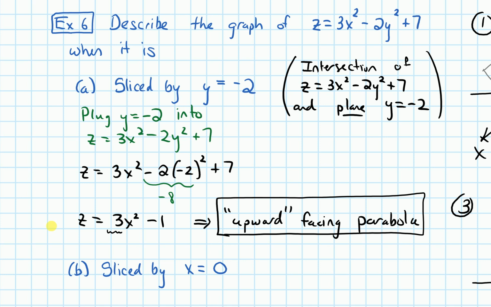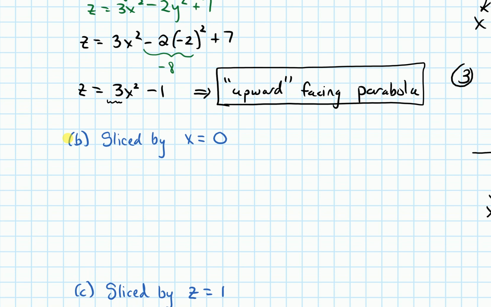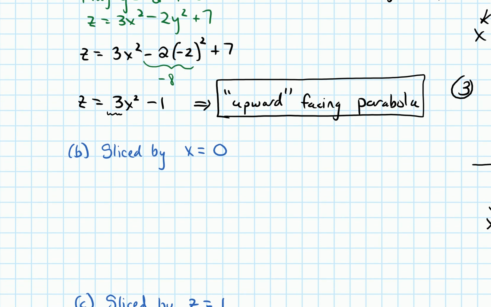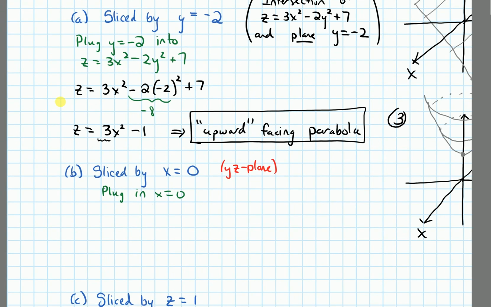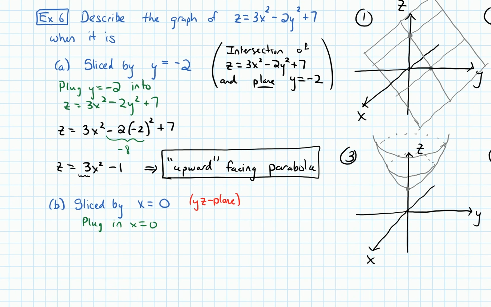All right, so now let's slice it by x equals 0. So another plane. And we've actually graphed x equals 0 before. Remember, x equals 0, this was the yz plane, the plane that contains the y and the z axis. So this time we need to plug in x equals 0. Let's zoom out a little bit so I can see my original equation, so I can plug into that now.